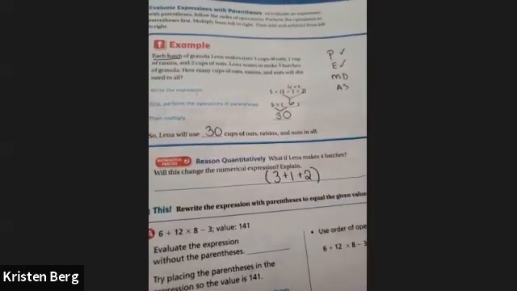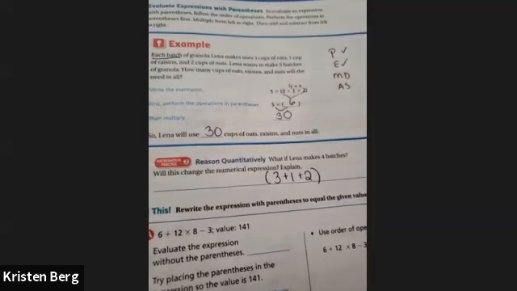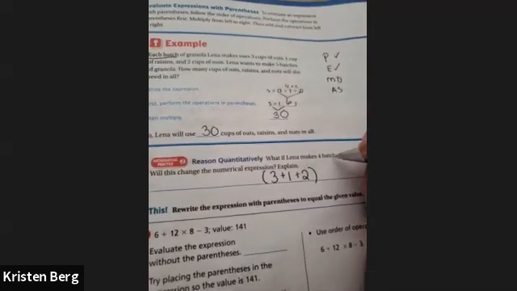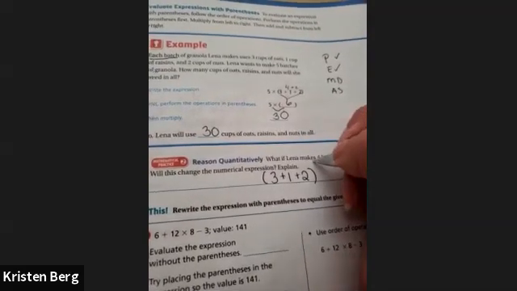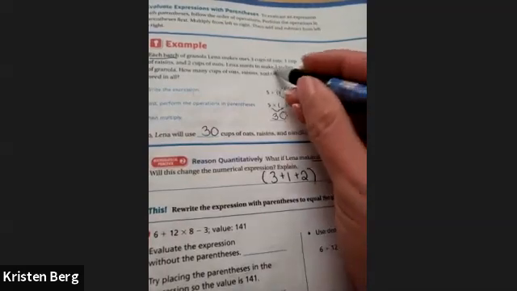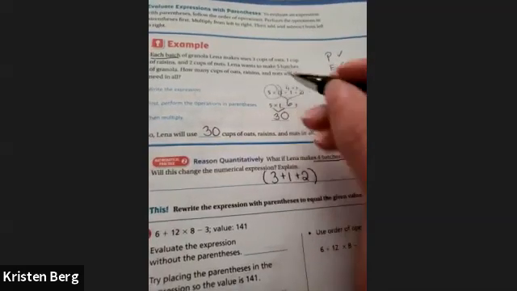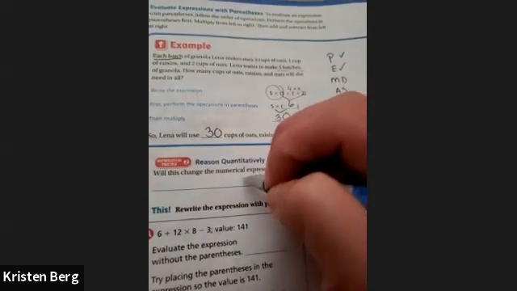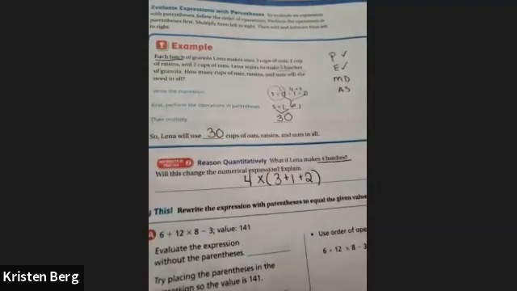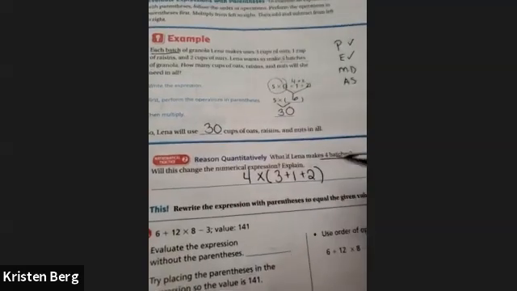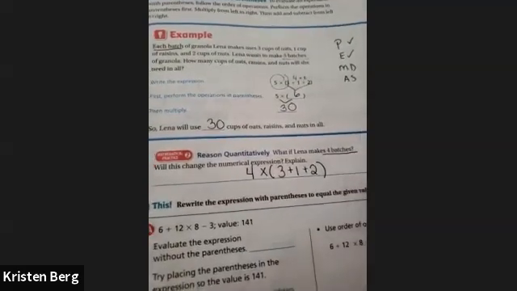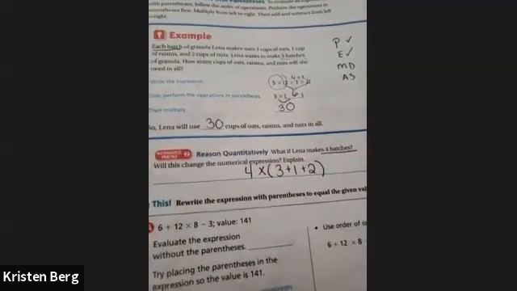The only thing that's going to change up is, instead of making 5 batches, she's going to now make 4 batches. So the only thing that is going to change up is this times 5. So it is now going to be times 4 instead. Or you could have put times 4 on this side, and it would have been the same thing.